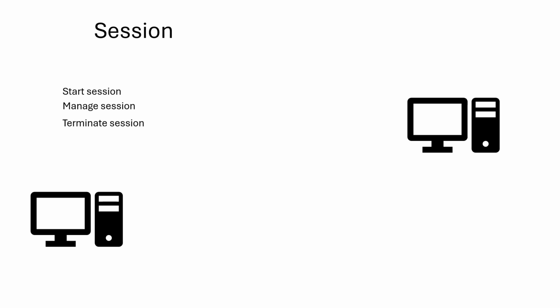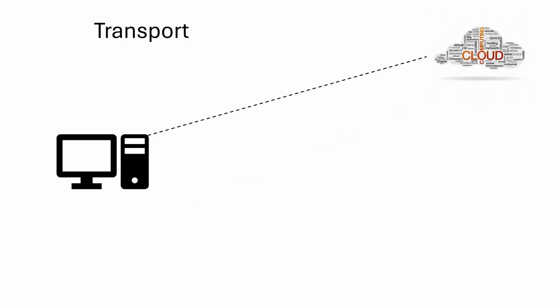Once data encoding is complete, the computer needs to establish a session with the remote computer. Now this is the process of establishing a connection with the remote computer, which is called a session. It is created, managed and terminated at this particular level.